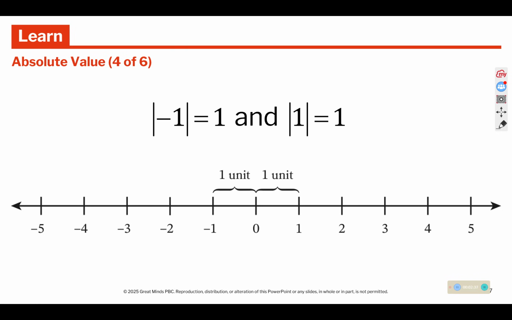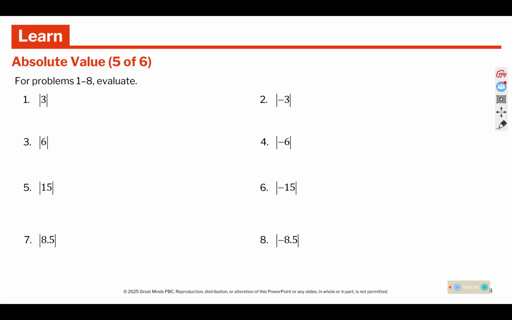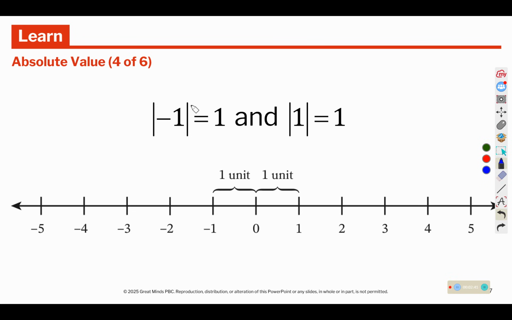Negative 1 and 1 have the same absolute value. You can see that the absolute value of negative 1 is 1 because it is 1 unit away from 0. And 1 has an absolute value of 1 because it is 1 unit away from 0. These bars on the side are called absolute value bars. It's not a 1, so when you are writing it in your book, if you're going to write the number 1, make sure that your absolute value bars are bigger than the numbers.